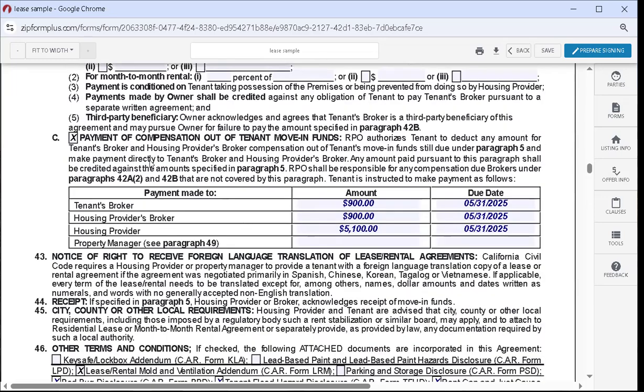Okay. Now down here, the property owner may or may not want you to do this, but C is an option. Payment to compensation out of tenant move-in funds. So remember, we're collecting 6,000 because we have 3 and 3, right? So the tenant's broker, if we use the 2.5 as an example, 3,000 times 12 times 2.5% is 900 each side, right? So 900 each side, and then the housing provider's cashier's check would be 5,100.